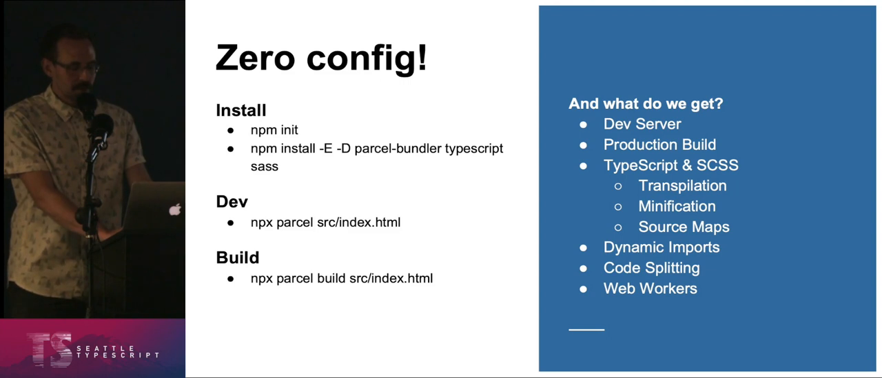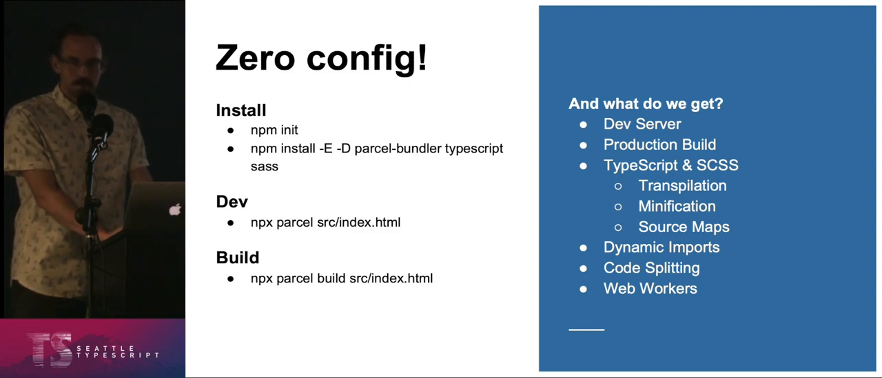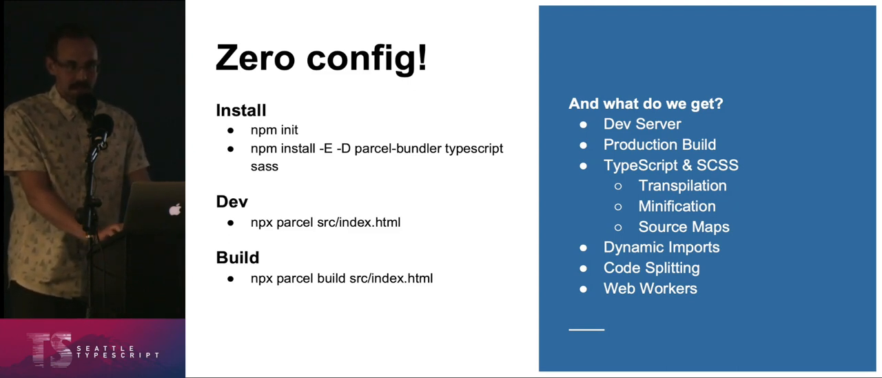But for dev, if you just run parcel and then point it to your index file, it will start up a dev server for you. It will have source maps going so you can inspect your TypeScript. And for build, if you just throw the word build in the middle of that, it will also do minification, which is great. It does end up supporting dynamic imports with no additional configuration.